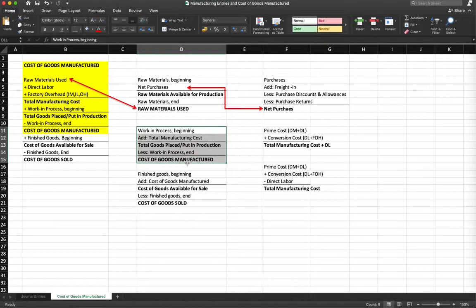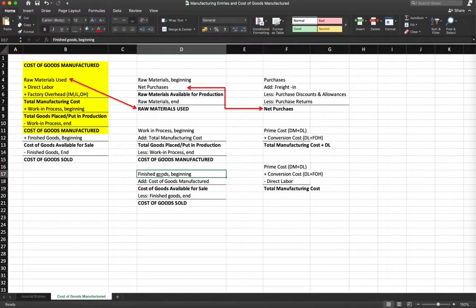How do you compute for cost of goods manufactured? Work in process beginning plus total manufacturing costs. Yan yung cost ng mga nilagay into production during the period. So, total goods placed in production. Yung dalawa. Ito kasi at the beginning, tapos ito during the period. So, total goods placed or put in production for the period. Less work in process, and you get your cost of goods manufactured. And class, itong mga cost of goods manufactured na yan, yung mga manufactured or nagawa during the period.